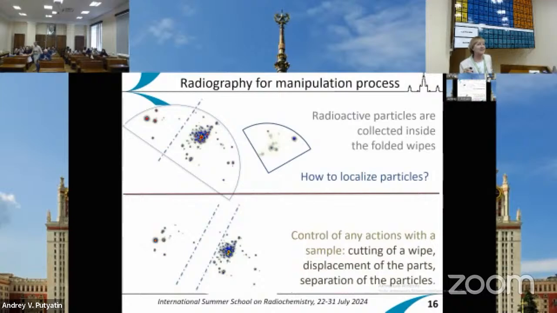The very convenient part of this method, imaging plate radiography, is the possibility to control any action with the sample. You can cut the wipe and displace the parts, separate the particles, and you can see whether this particle is still in your sample, in your preparation, or has gone somewhere. This is the cutting: you can separate two parts of the wipe with radioactive material and cut again, and take just one particle from a big preparation.